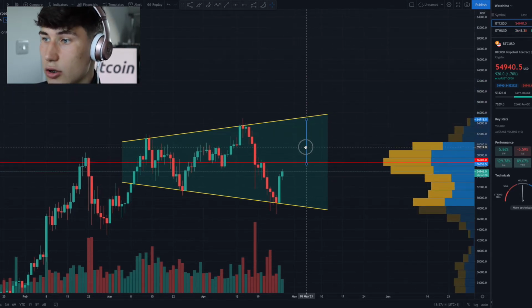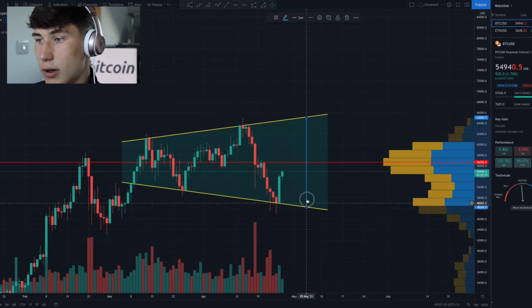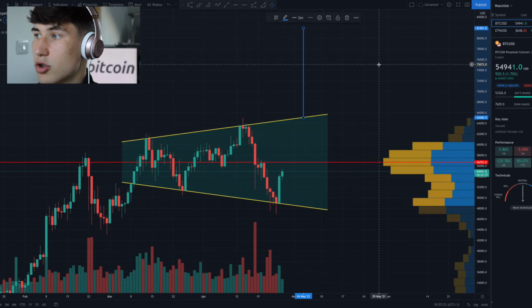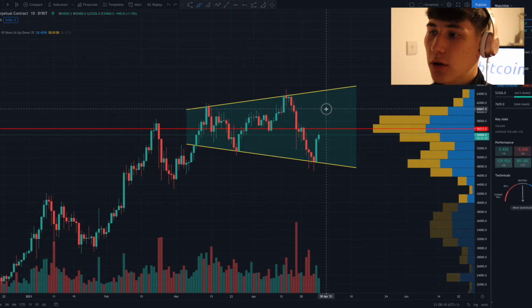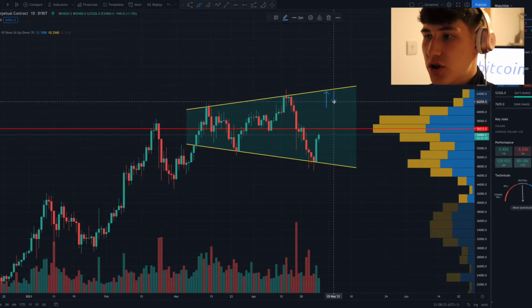However, there is in fact a second target. So the second target would be from the top to the bottom, and then you would again carry it to the top, and this would take you to just under $82,000.